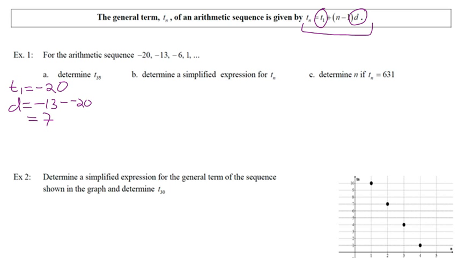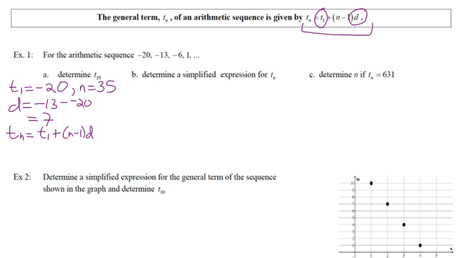Okay, we know T1, we know D. Now we can find T35, right? So write down the formula. What's the secret to math? Formula, substitution, answer. So formula: T sub n is T1 plus n minus 1 times D. Let's write up here that n is 35. So for this particular problem, n is 35. We want the 35th term. D, which we had to calculate, was 7.